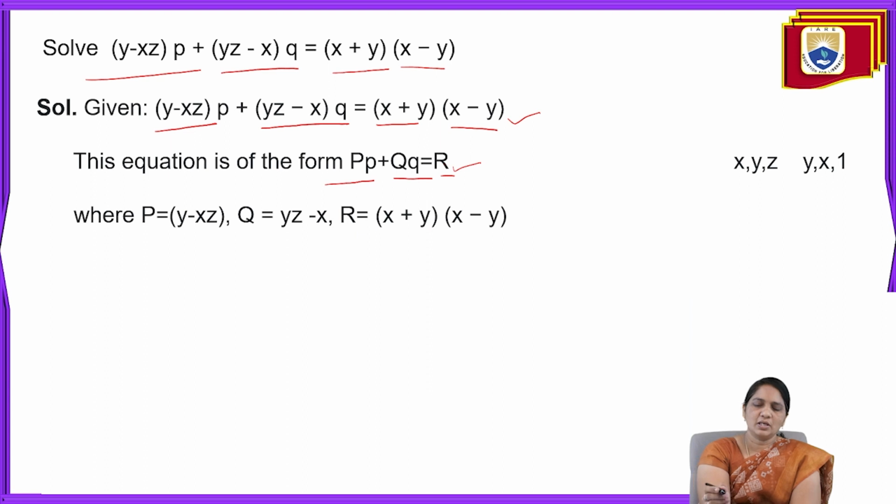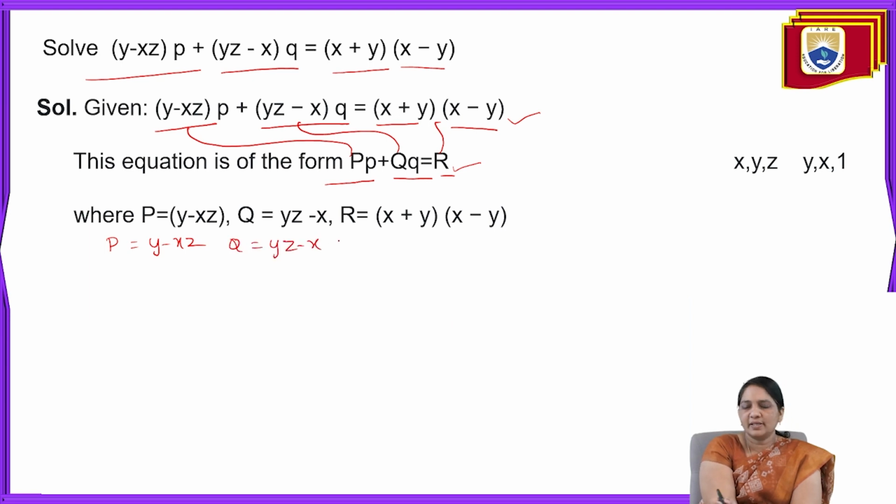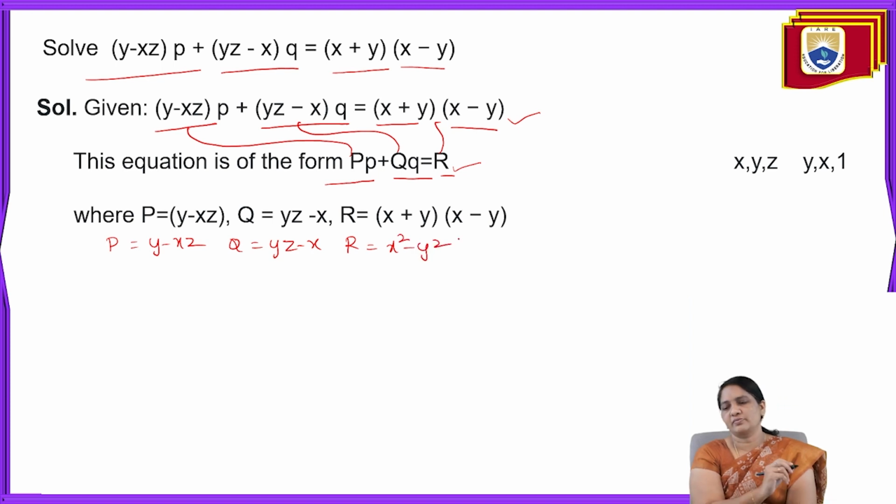What is the P here? So here capital P is y minus xz, capital Q is yz minus x, and capital R is (x plus y)(x minus y). Here I can take this as P equal to y minus xz, Q equal to yz minus x, and R equal to x square minus y square.